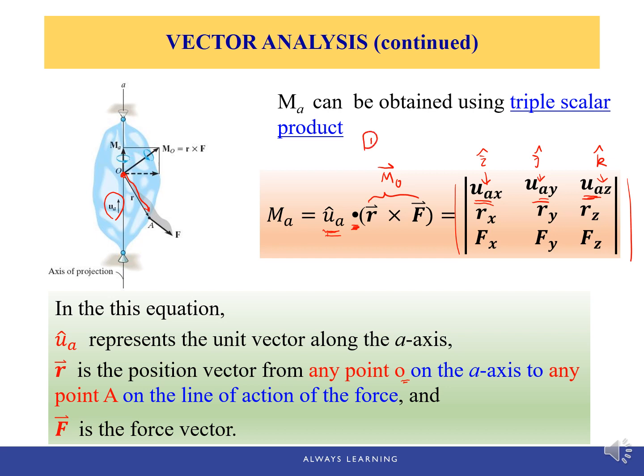The first step is to perform the cross product to find the moment about a point O, which is on the A axis, and second step is to perform the dot product to find the projection. So UA dot MO. So we do the cross product and dot product separately to prevent any error, and your solution will be better organized in this way.